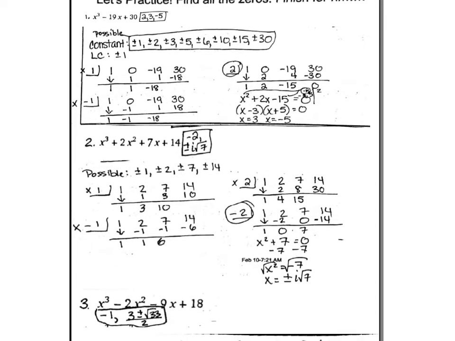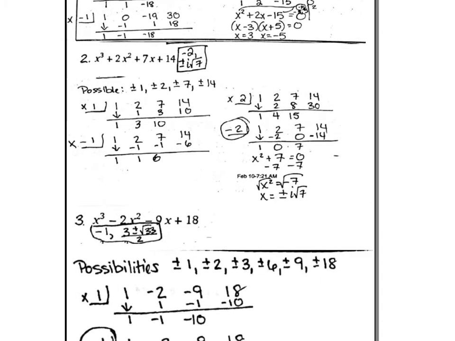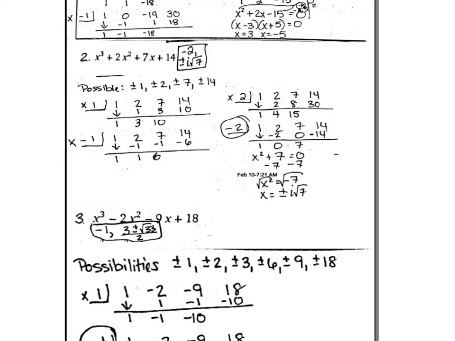Number 2, the answers were negative 2 and plus or minus i times the square root of 7. The one that worked through synthetic division was negative 2. And then you ended up with x squared plus 7 equals 0. Subtract 7, take the square root. Because it's a negative, you do have to have i. And because you're taking the square root, you have to have the plus or minus sign. And again, remember, you can always pause if you need to take more time to check the work.